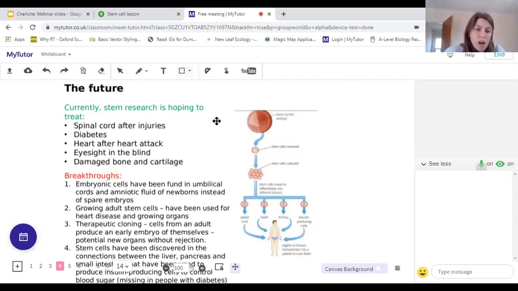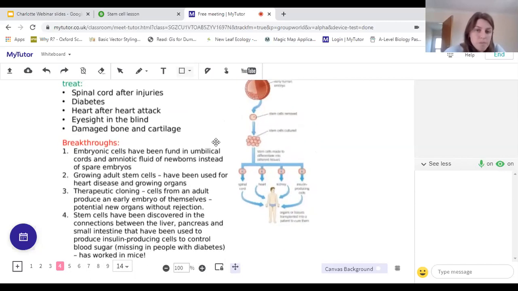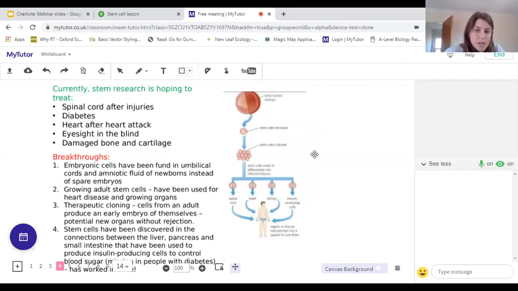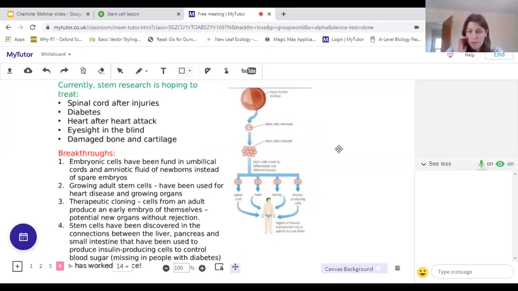Breakthroughs so far. So it's a nice diagram there that I'll work through in a minute, because I realise it hasn't transferred very well into my tutor, so I'll read through it. But breakthroughs so far are that embryonic cells have been found in umbilical cords and amniotic fluid of newborns instead of spare embryos. So there are a lot of words in that sentence.